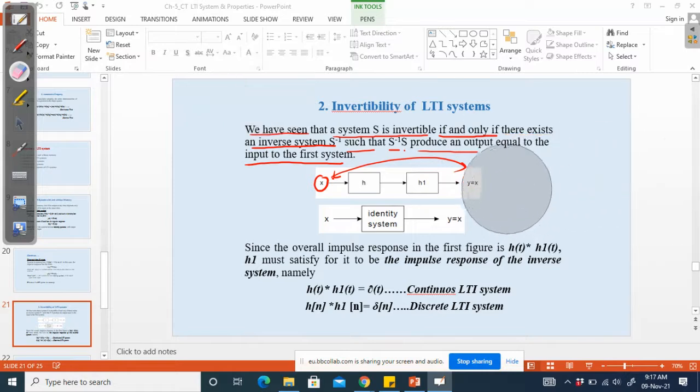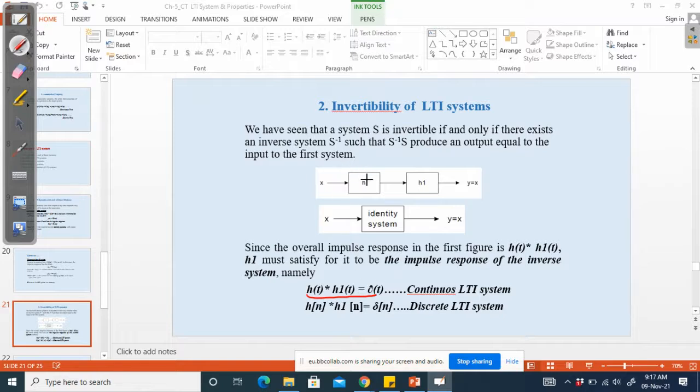So this is the basic idea, and the important thing is you have to remember this. The impulse response of this system is, let's suppose, h(t), and the impulse response of this system is h1(t). If you take the convolution of both the impulse responses, then the answer should be the delta signal. Delta means 1. Delta signal. Same here for the discrete time. If you take the convolution of two systems and they are invertible, then this is delta[n]. This is for discrete time.